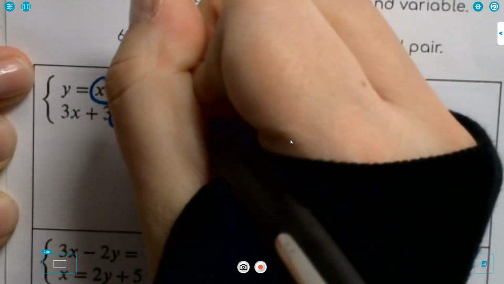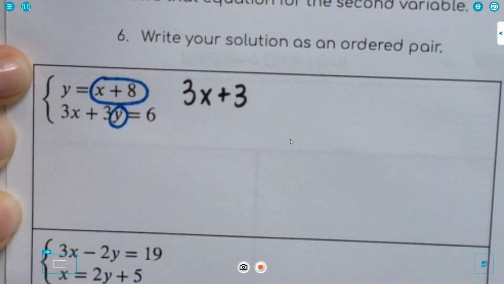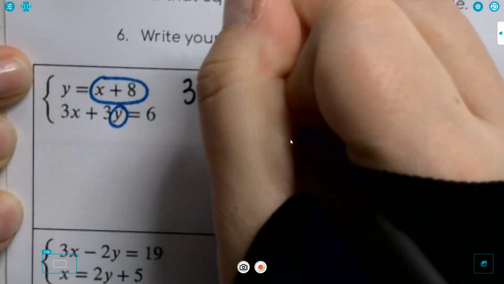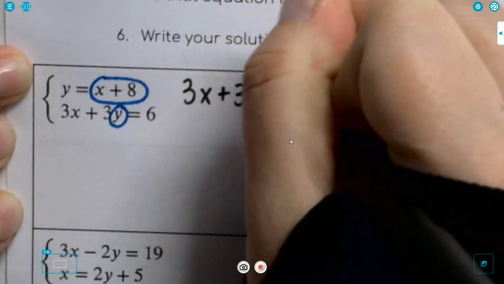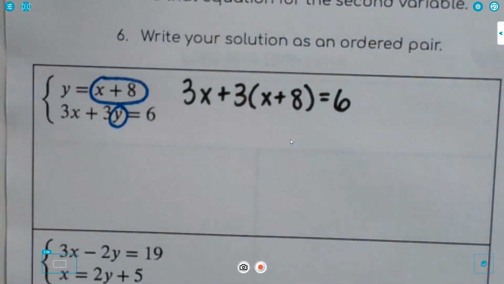So we've got 3x plus 3, and then instead of y, we are going to plug in x plus 8 in parentheses, and that is equal to 6. Okay, any questions about that first step?